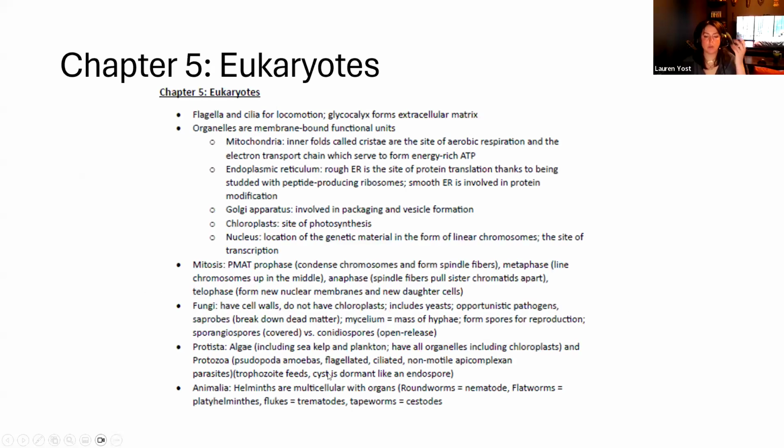The eukaryotes, we have a little bit less going on here. Remember, either one can move with flagella. Flagella and cilia are how our eukaryotes are going to move. They can also move via pseudopods. So it's just sticking out part of the cell and then pulling themselves along. Those are pseudopods, pseudo being fake, podia feet. Okay.